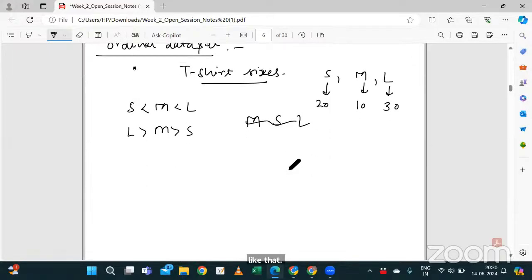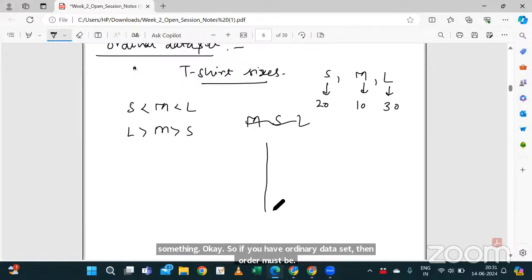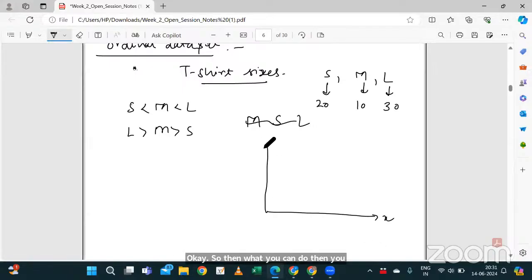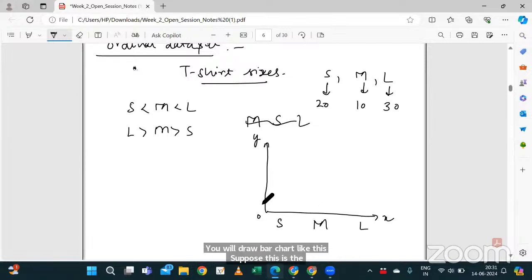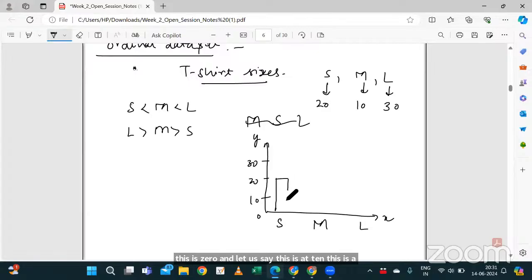Okay. So if you have an ordinal data set, then order must be preserved. Then what you can do is draw a bar chart like this. Suppose this is the x-axis, this is the y-axis, and this is small, medium, large. Suppose this is 0, and this is 10, 20, 30. So for small, it will be 20. For medium, it will be 10. For large, it will be 30.